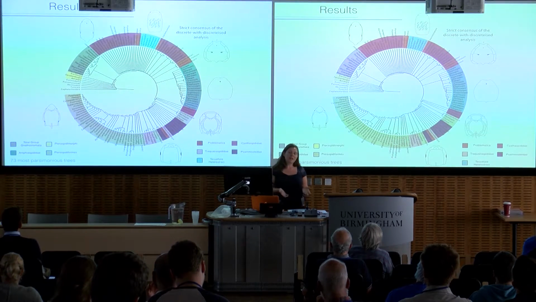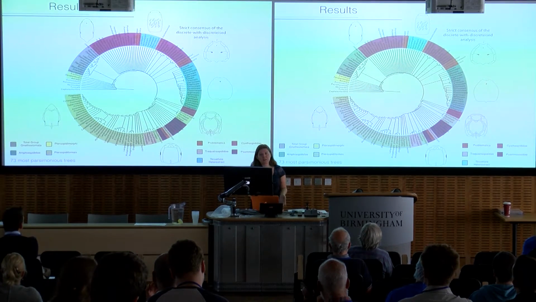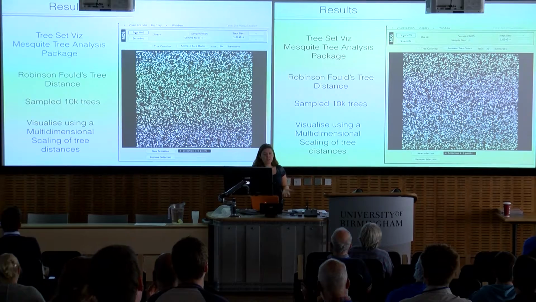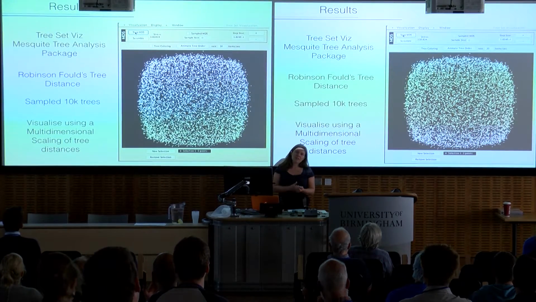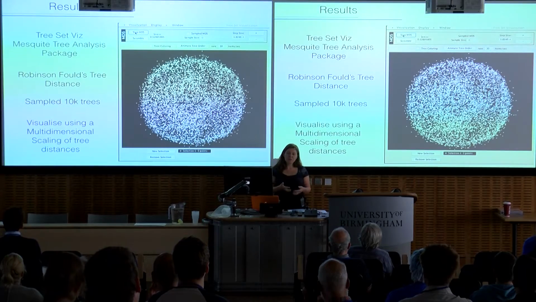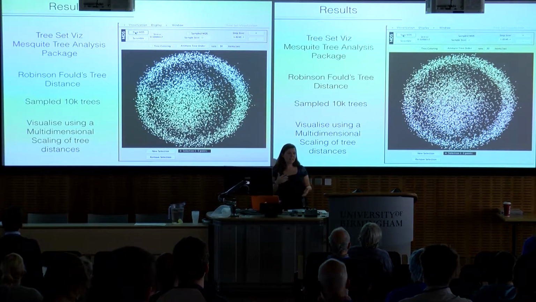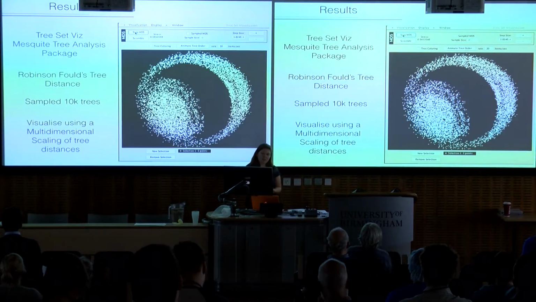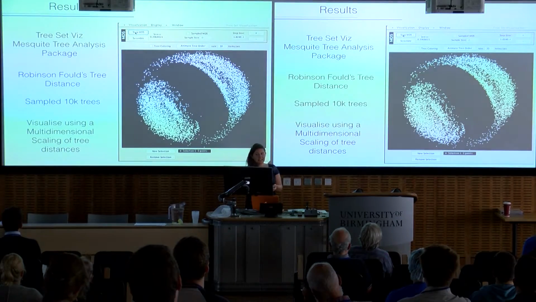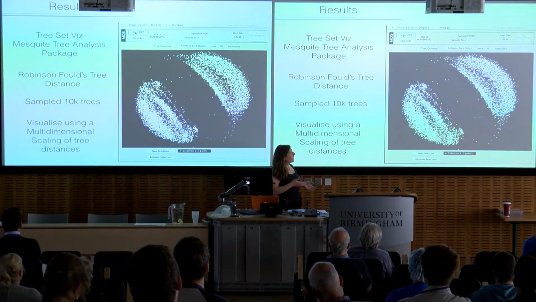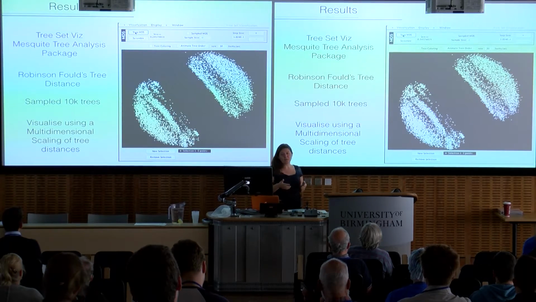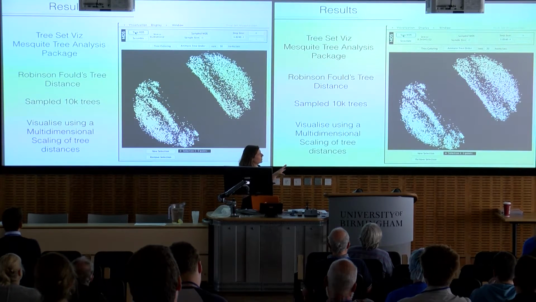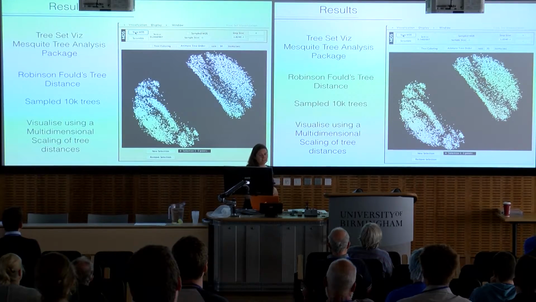When we were looking through our tree files, we kept coming across two consistent patterns within the most parsimonious trees. And so we decided to explore this further. We decided to use the TreeSetViz package in Mesquite, which uses the Robinson-Foulds tree differences, which assesses similarity between tree topologies, to see if we could recover these two patterns. So we sampled 10,000 trees, and using multidimensional scaling, as you can see here, we can visualize these differences of tree topologies in this space. And you can see there are two discrete clusters or islands of trees within our data.